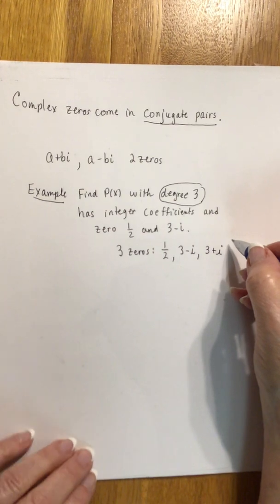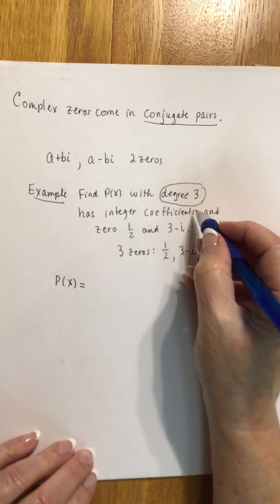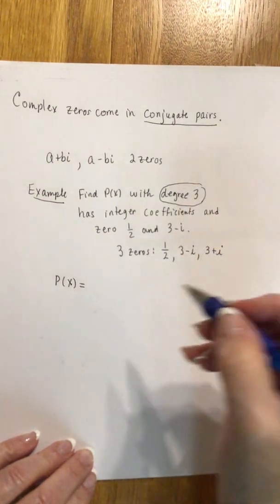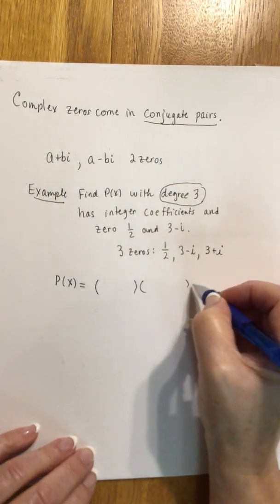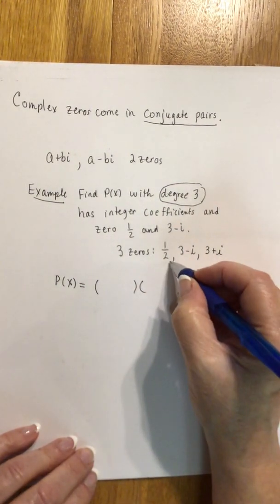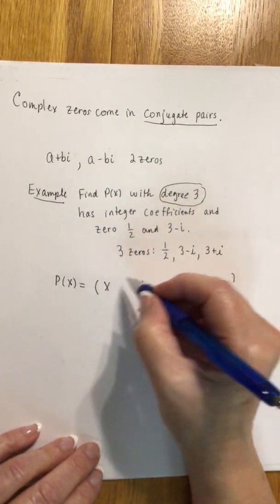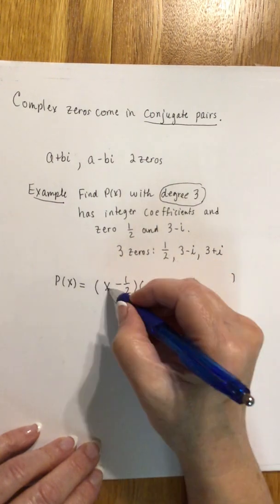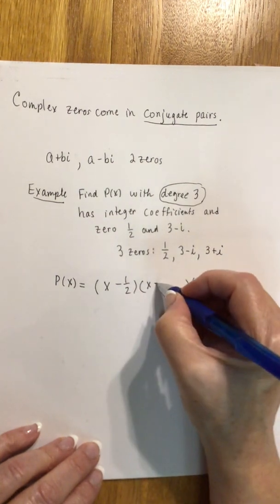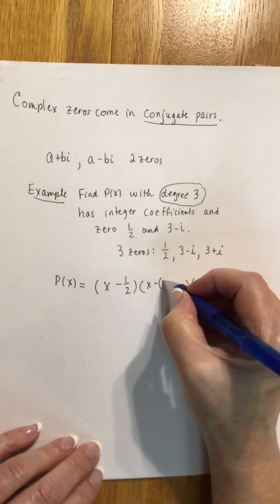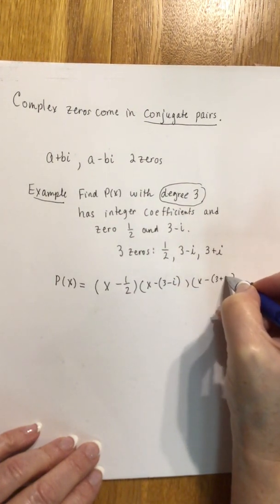So we're going to go ahead and set it up as p of x equals. Since we have degree 3, we have 3 zeros, so we can have 3 factors. So we have three sets of parentheses. The first one, 1/2. So what makes 1/2? Well, x minus 1/2. If I put a 1/2 into here, minus 1/2 would be 0. So we've got x minus 3 minus i and x minus 3 plus i.